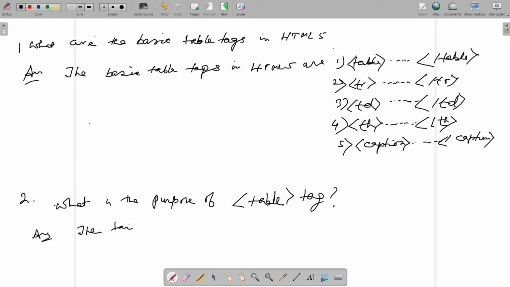The table tag is used to define a table in HTML5.